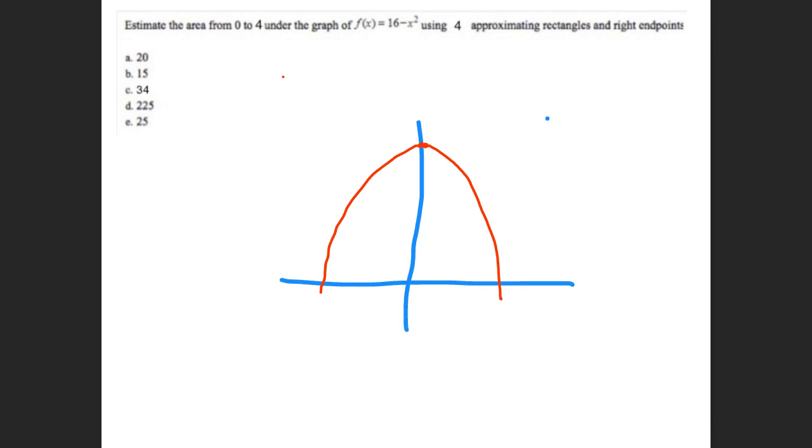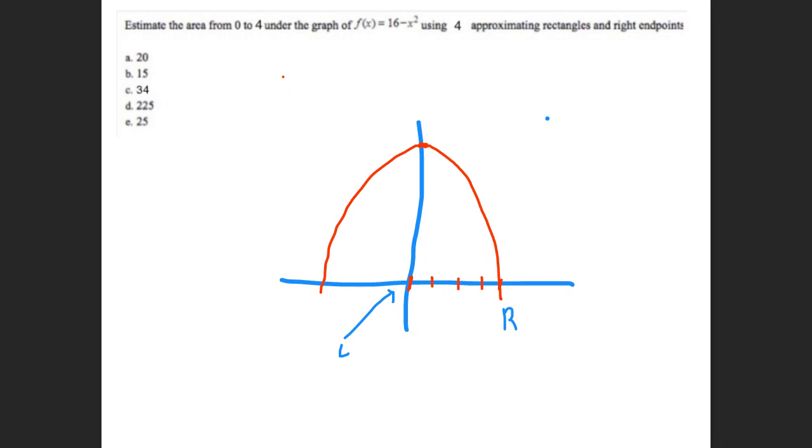So I'm going to go from here to here, and I'm going to use 4 equal intervals: 1, 2, 3, 4. And this time it asked me to use right rectangles. If it asked me to use left rectangles, I'd start from this side. This side here would be left rectangles. This side would be right rectangles.